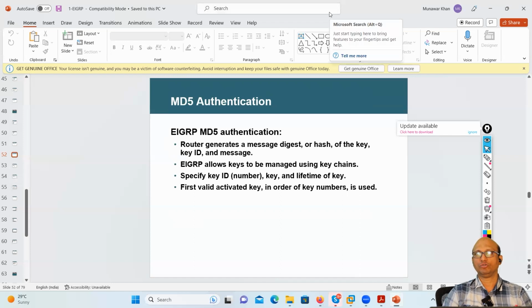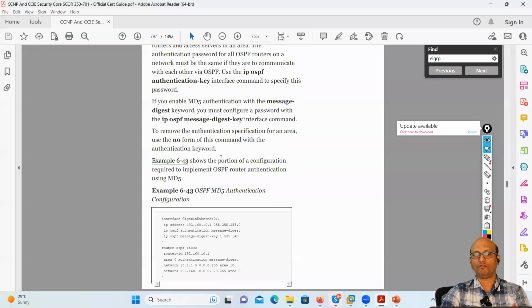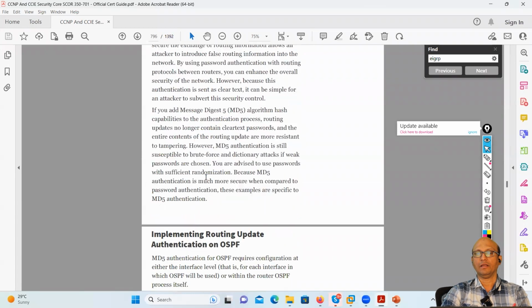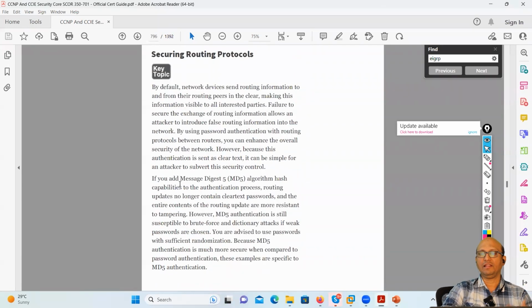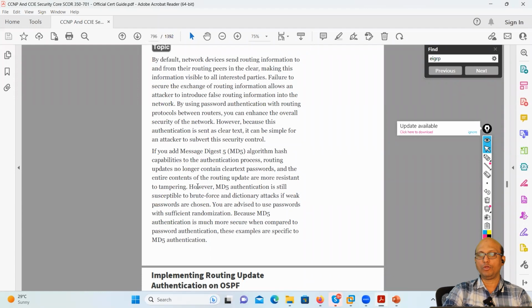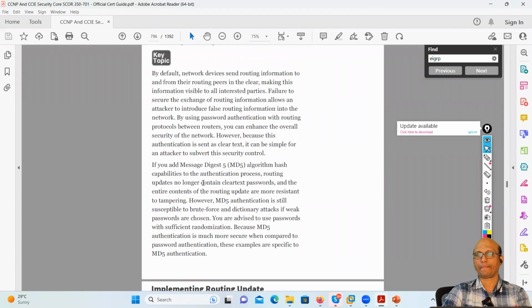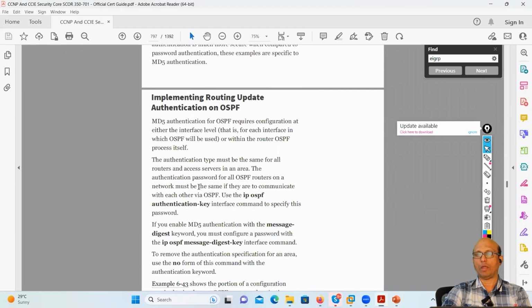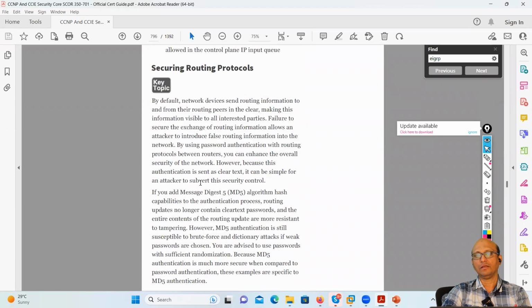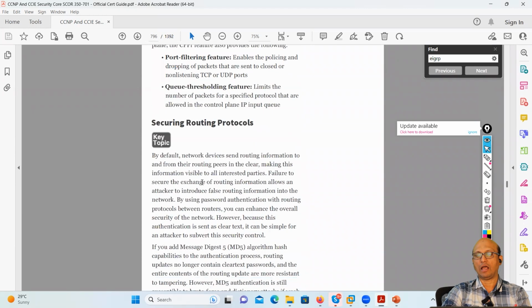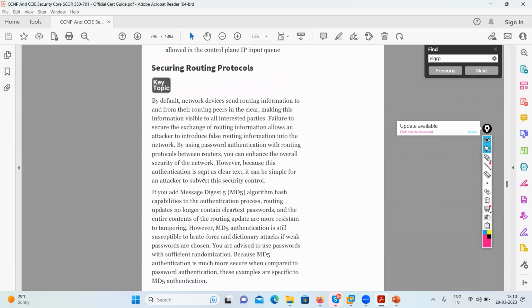Because you don't want the routing protocol to start exchanging information or networks with just anyone, because this can lead to a lot of problems. Somebody might send some misleading networks into your router, and these networks might create a problem in your whole network. So you don't want this thing to happen. And for that reason, you always try to secure your routing protocol with authentication.